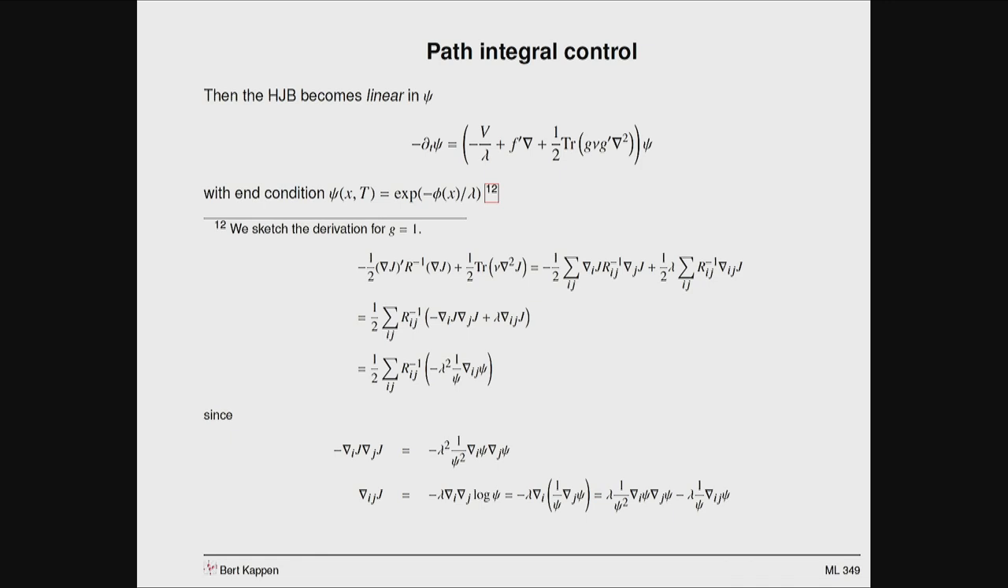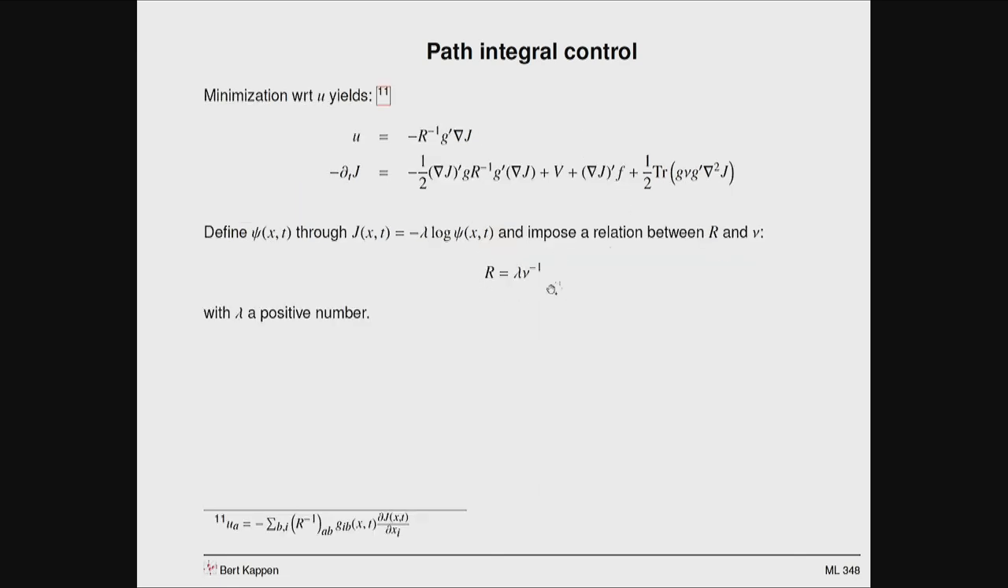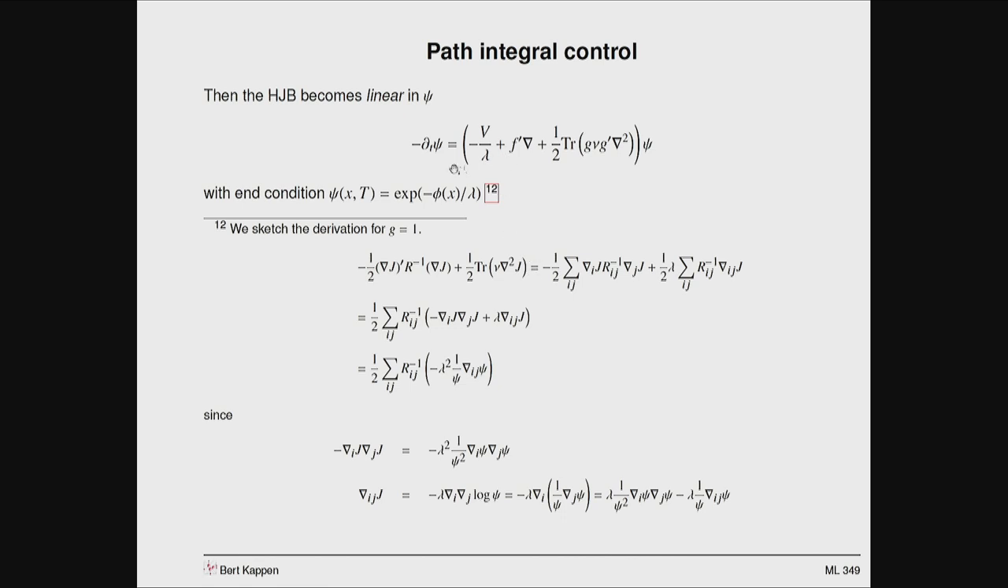So if you do this, and I don't think it's particularly enlightening to go through this whole derivation, but if you just follow this and assume this, then what you get is the Hamilton-Jacobi-Bellman equation. That's what comes out. Now, this is still a partial differential equation. The min over u is gone.